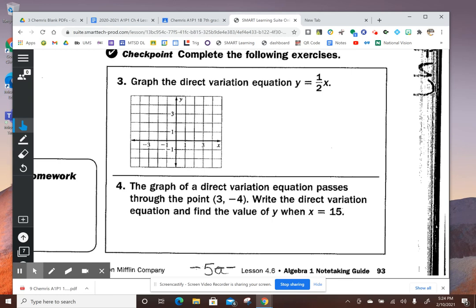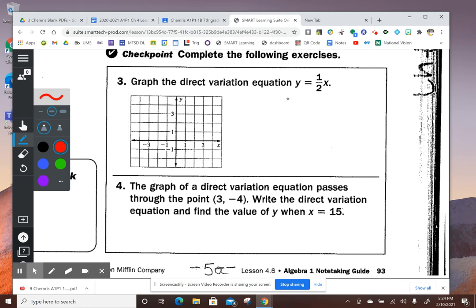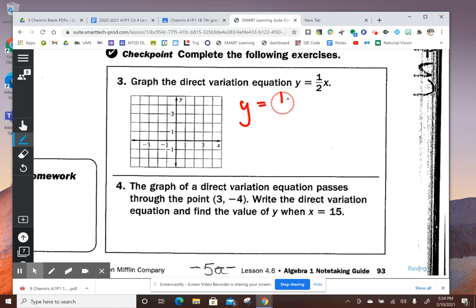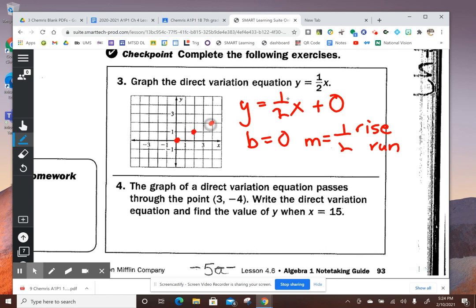Okay, so this says graph the direct variation equation. Okay, well, that's easy because we know how to graph an equation from slope-intercept form. We say B equals 0, M equals 1 over 2. This is the rise. This is the run. So I start at 0. I go up 1 over 2, up 1 over 2, or down 1 over 2, down 1 over 2. That's my direct variation equation.